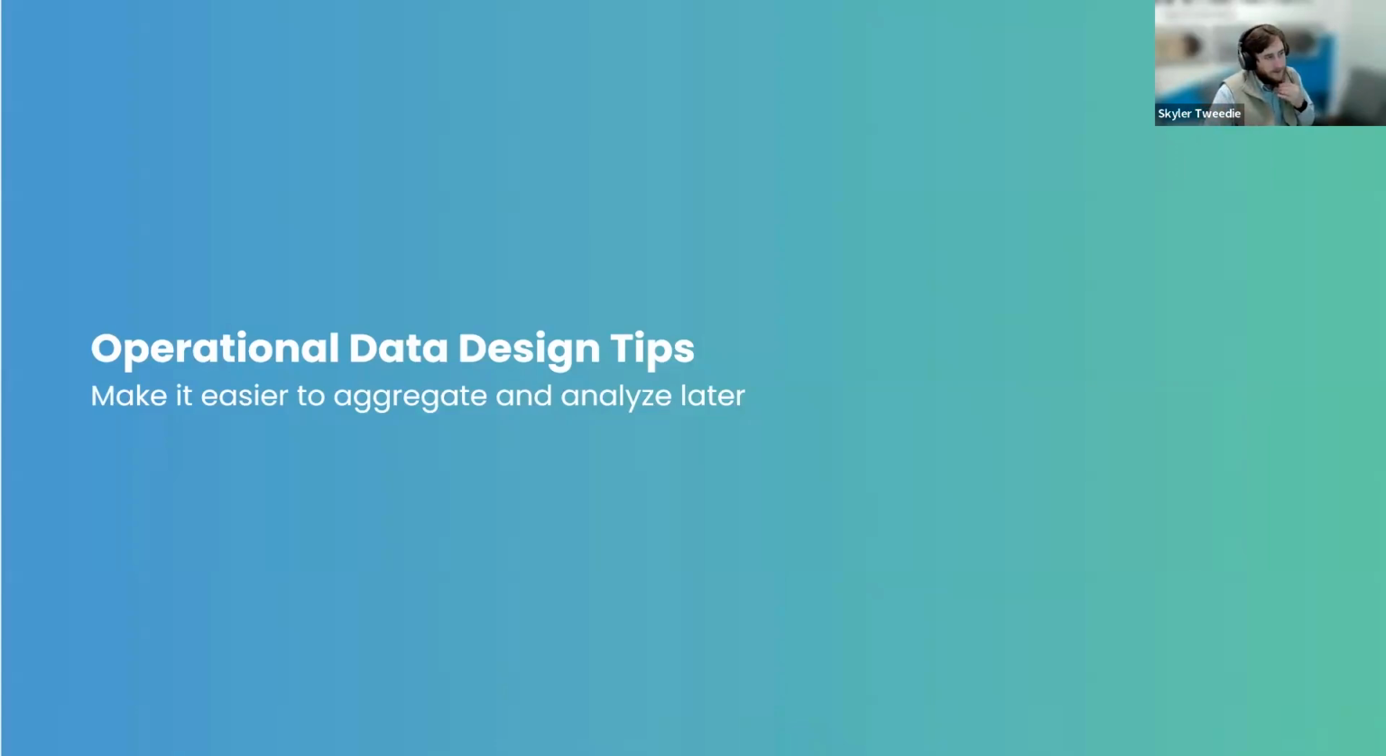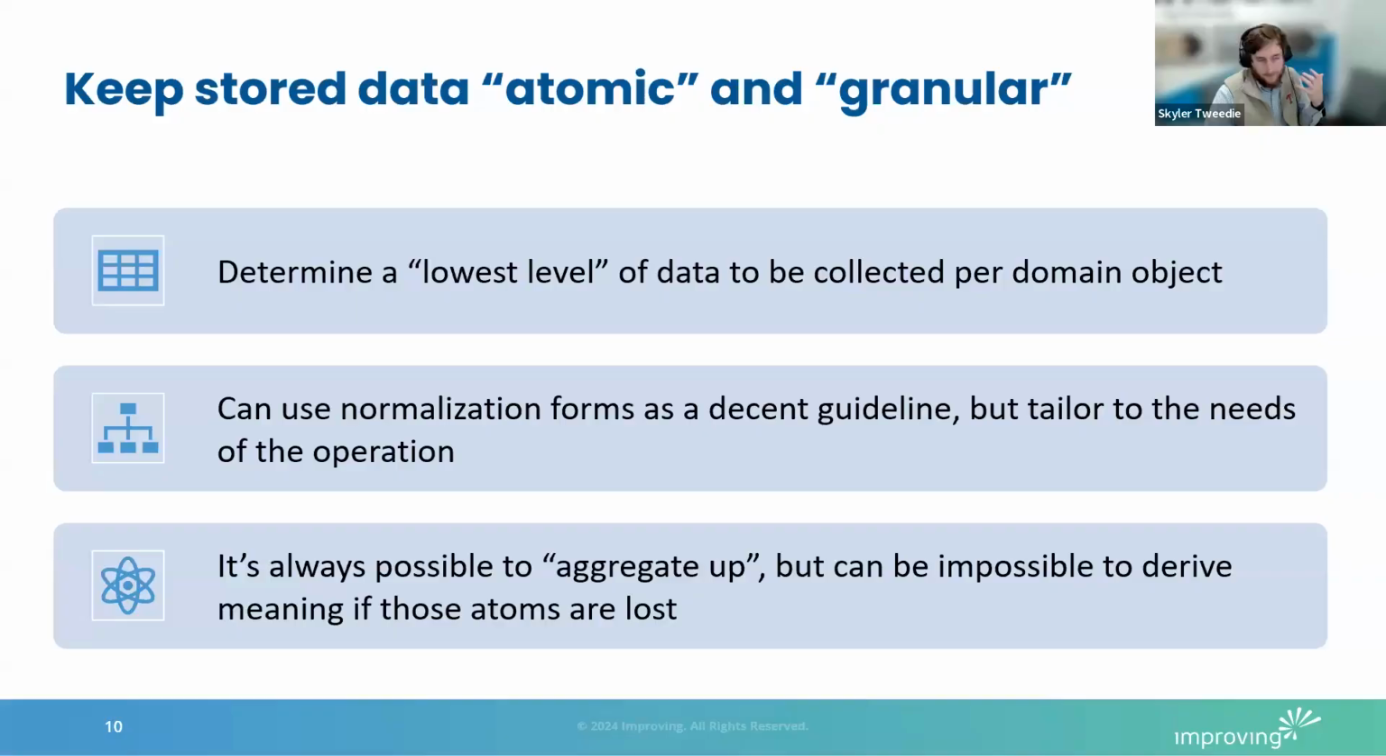So the first tip is something that intuitively makes sense: keep your stored data atomic and granular. Now, I don't mean atomic in terms of an ACID transaction. I mean determine the lowest level of data to be collected. Because, and we'll go through an example, it's always possible to aggregate multiple child records into a grouped record, but it's almost impossible to go the other way around. So capture data as granular as you can, and you can derive as many insights as you can off of that.